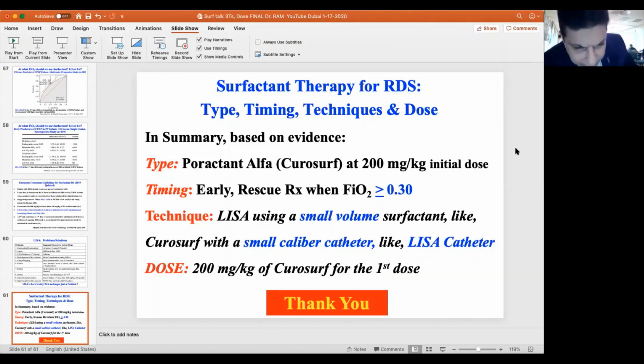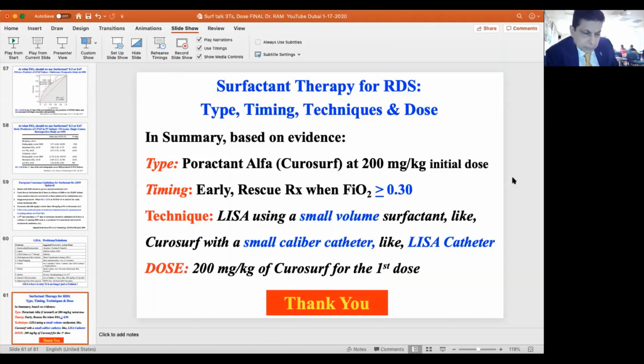Any high frequency use after surfactant will use better, what do you call it? Really randomized control trial. Okay. Can you hear me? Yeah, now I can hear you.